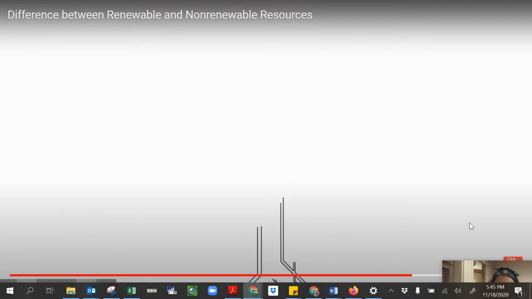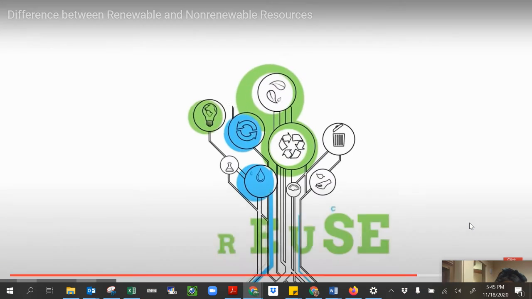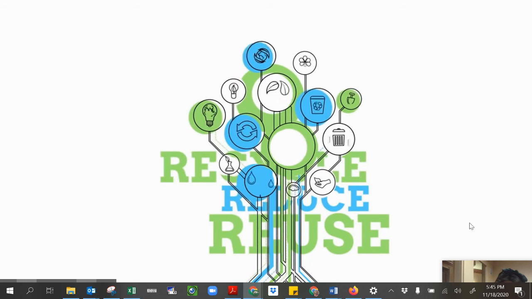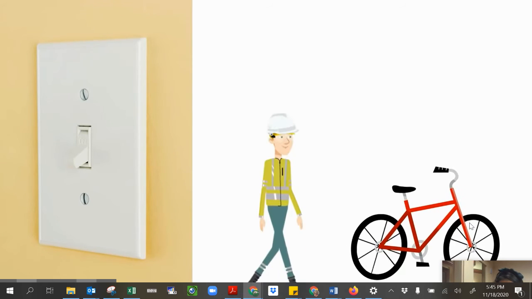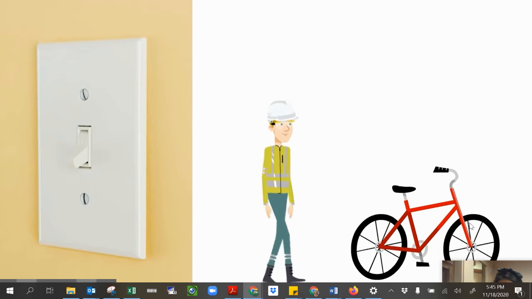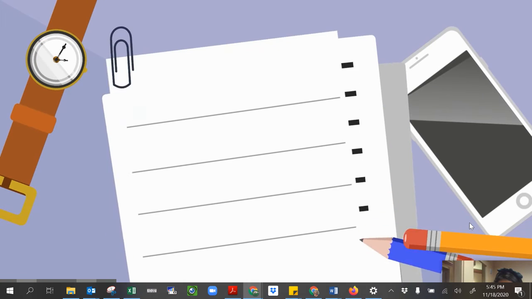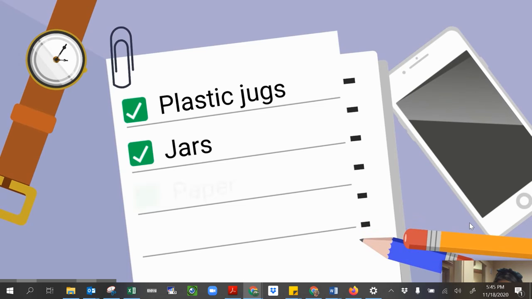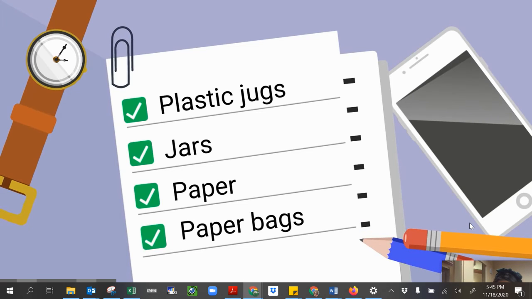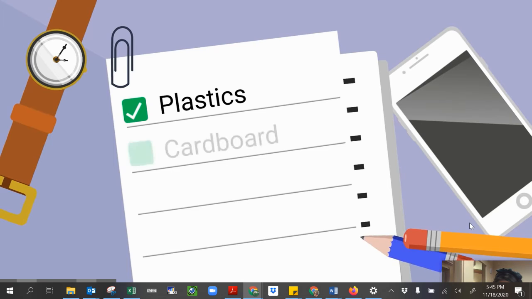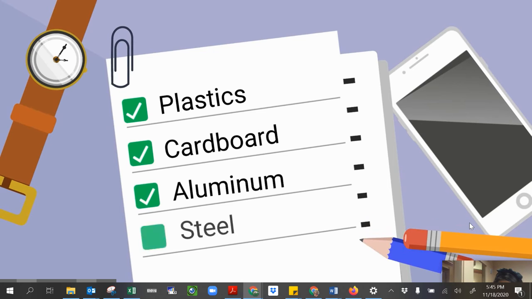Because many important resources are limited, we can all reduce, reuse, and recycle. You can turn off lights when you're not in a room. You can ride your bike more and walk more to reduce the amount of gasoline used. You can reuse and recycle things like plastic jugs, jars, paper bags, plastics, cardboard, aluminum, and even steel.